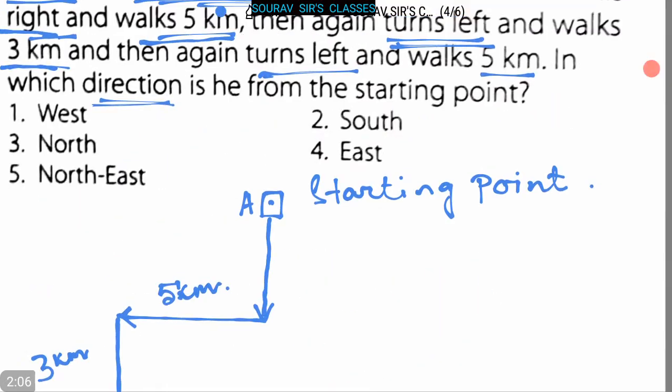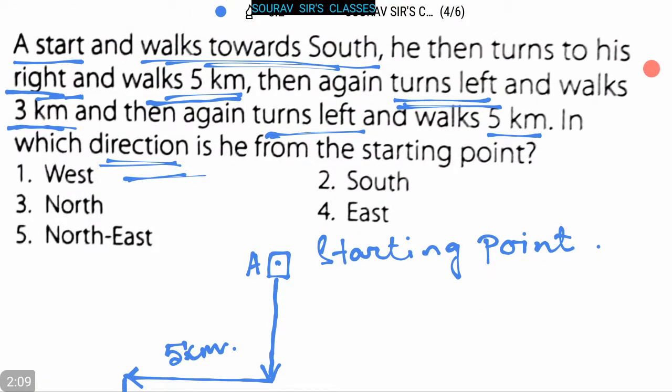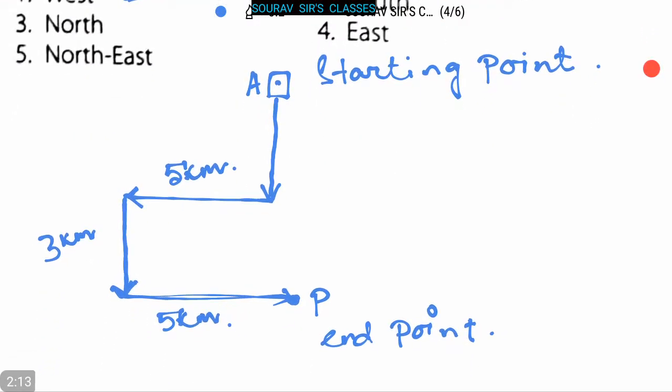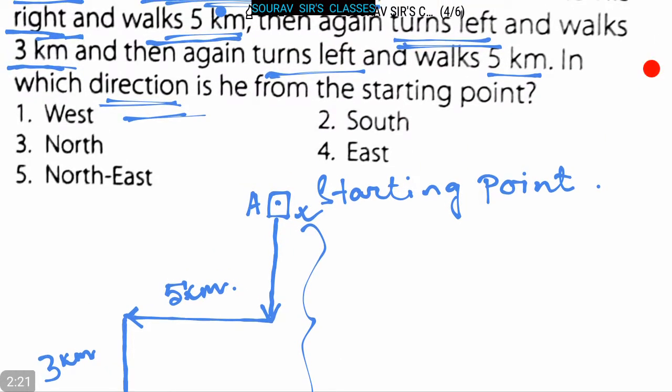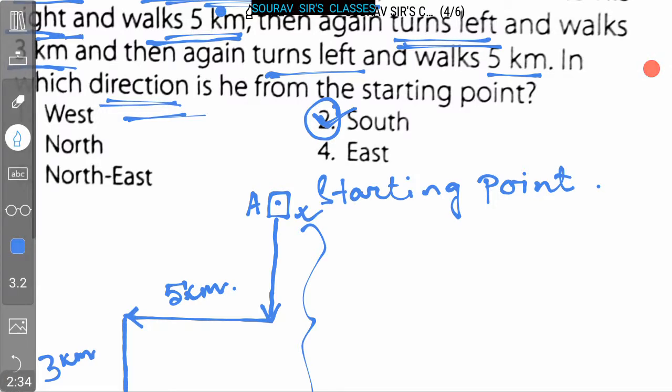So we have to find the direction of his end point from the starting point. So we have to find the direction of P with respect to A. So P is in the south direction of A. So here option 2, that is south, is the correct answer. So he is in the south direction from the starting point. Now let's go to our next question.